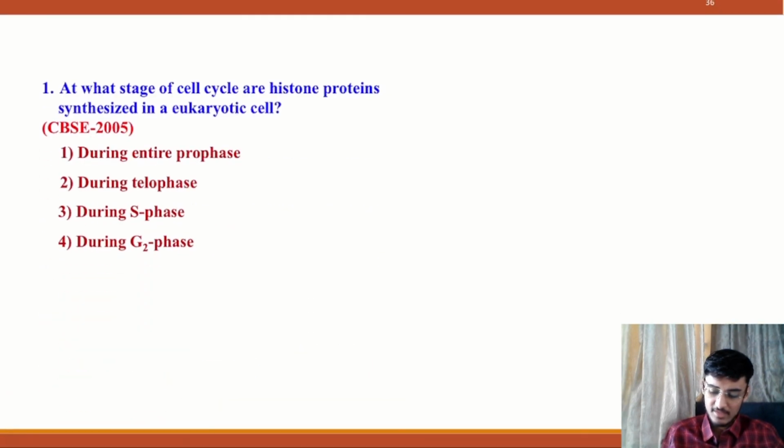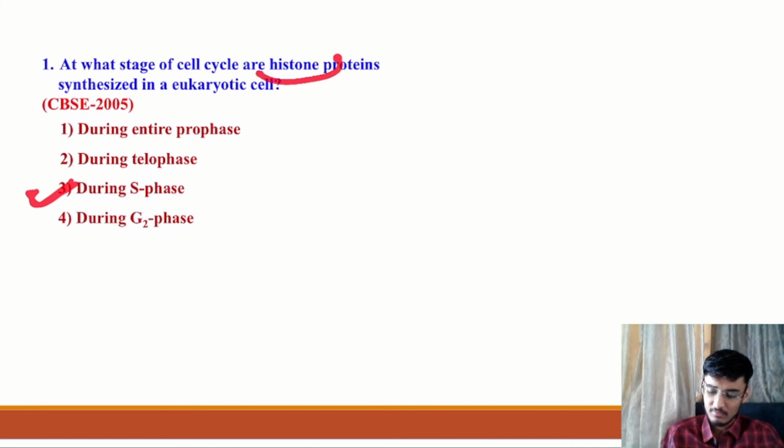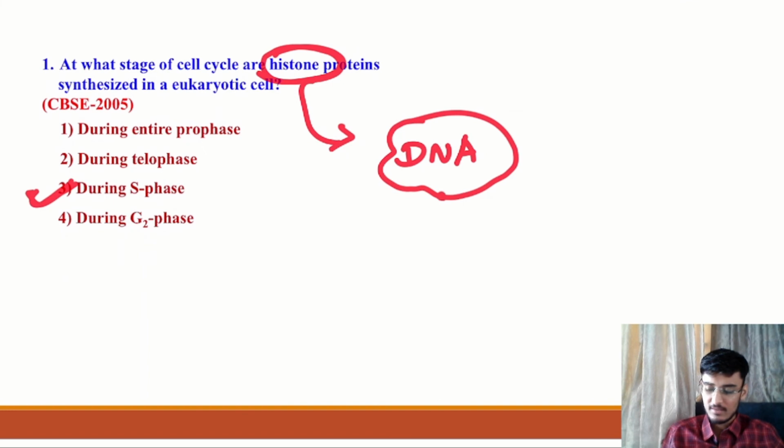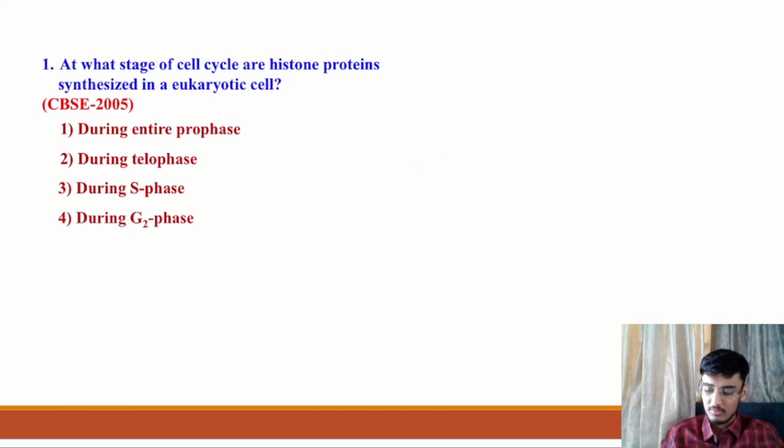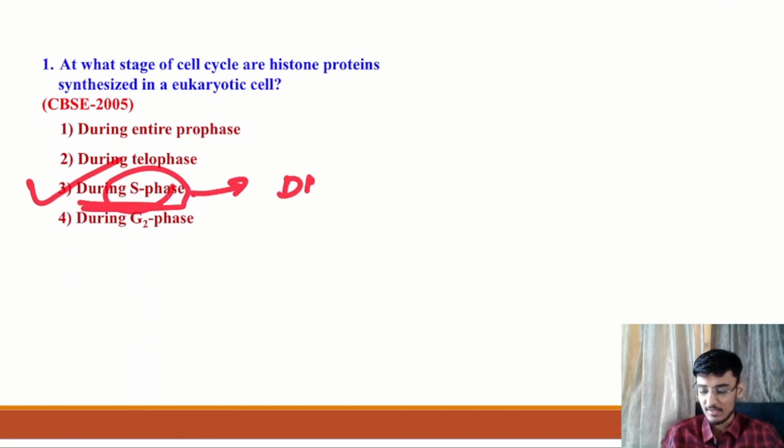Next question. At which cell cycle phase is histone protein synthesized in eukaryotes? Your answer is S phase, because histone protein is present in the DNA. DNA contains histone and non-histone proteins. Histone is positively charged, while DNA is negatively charged. The DNA is wrapped around the histone proteins because the phosphate ion is negatively charged, so it is attracted towards the positive histone proteins. That's why your answer is S phase, because S phase contains DNA synthesis.